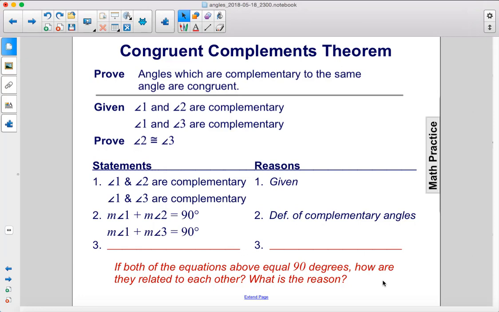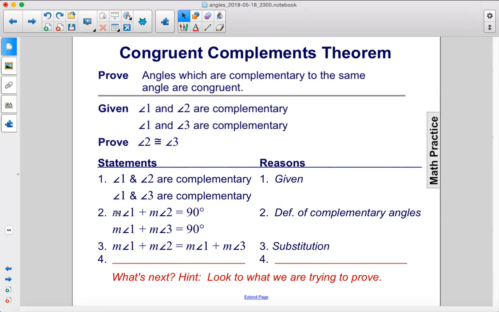If both of the equations above equal 90 degrees, how are they related to each other? What's the reason? Because both of these equations equal 90 degrees, we can set them equal to each other. So we can write the measurement of angle 1 plus the measurement of angle 2 equals the measurement of angle 1 plus the measurement of angle 3, and that's substitution.